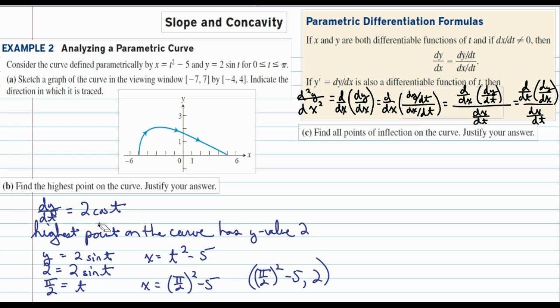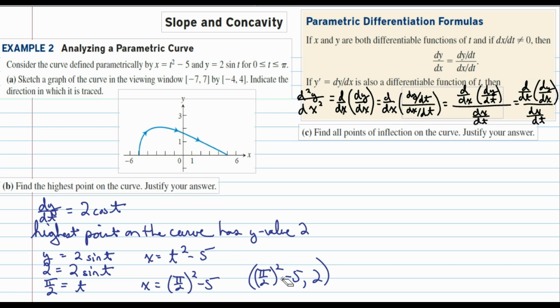Again, we found the maximum y value, so we took the derivative of y with respect to t. Found the maximum y value has to be 2. Found the t value it belonged to, plugged that t value into the x parameter to get what x would be at that same t.